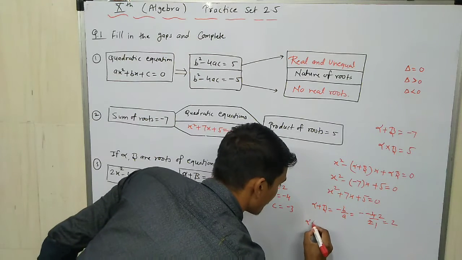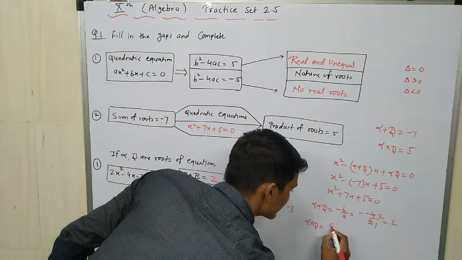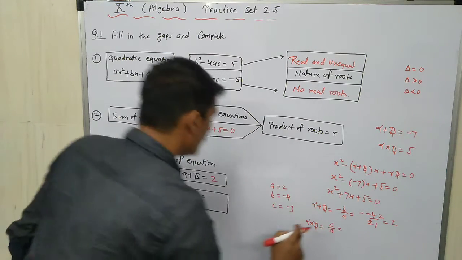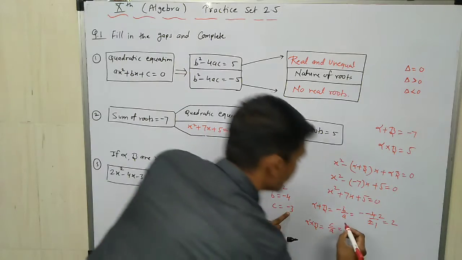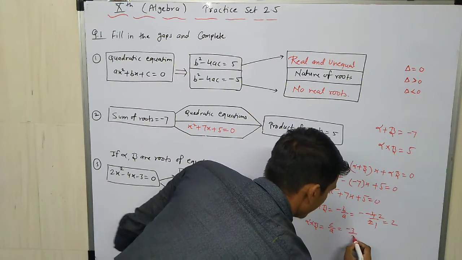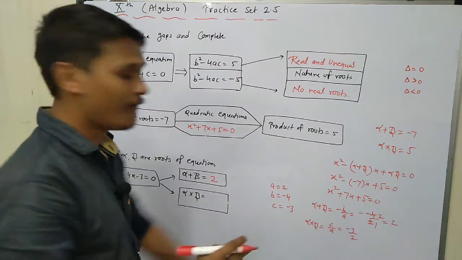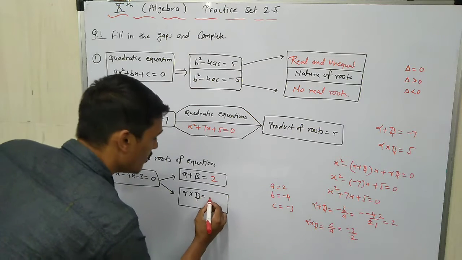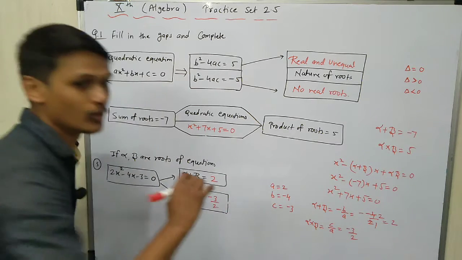Alpha into beta is equal to c upon a. What is the value of c? Minus 3. Minus 3 upon a. The a value is 2. This is your final answer. Alpha into beta is equal to minus 3 upon 2.